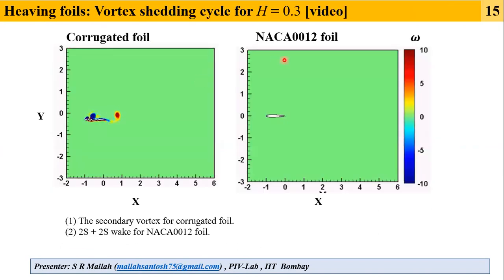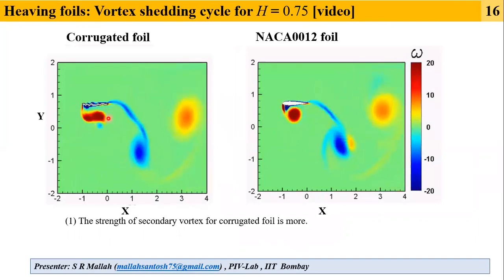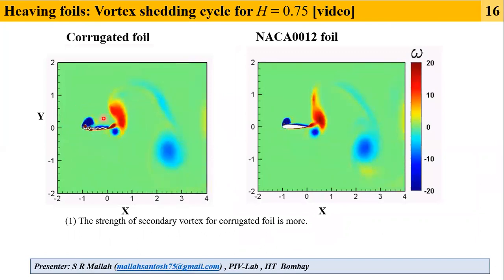So here, at a heaving amplitude of 0.430, there is a formation of secondary vortex within the corrugation of the corrugated foil, whereas no such secondary vortex is observed for the NACA foil. And the 2S plus 2S wake, which is called a dipole wake, is observed for the NACA foil. With further increase in heaving amplitude, the strength of the secondary vortex is more for the corrugated foil. And this secondary vortex gives the second harmonic in the lift coefficient.